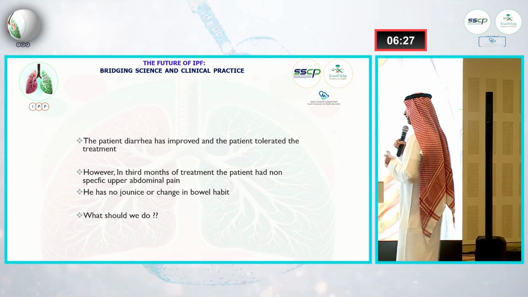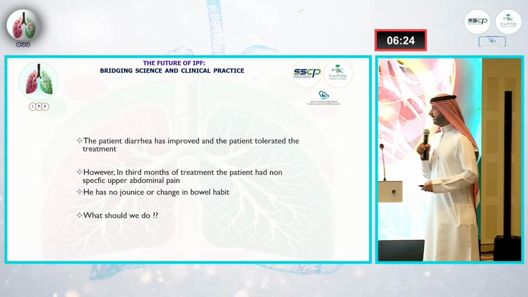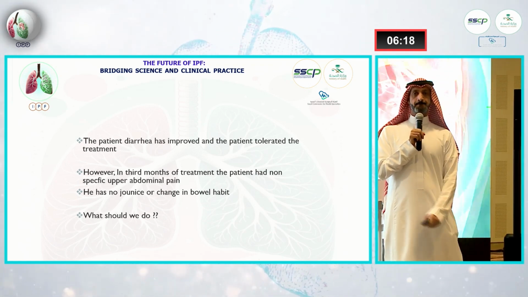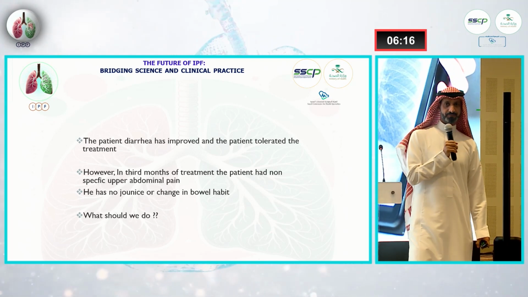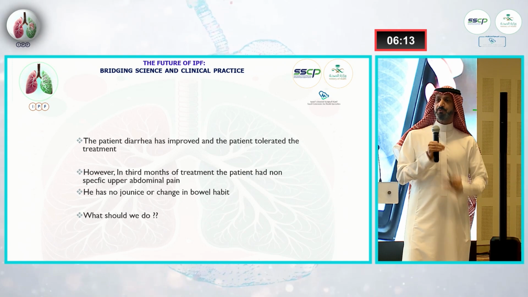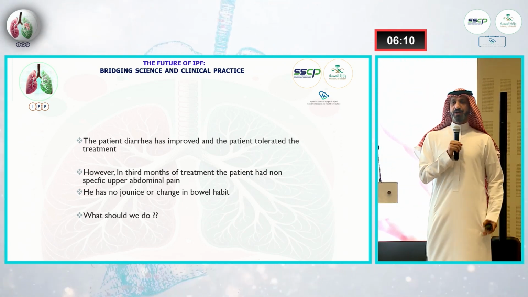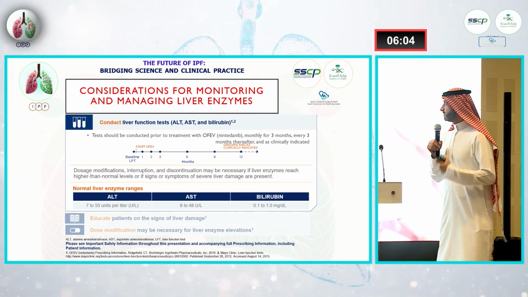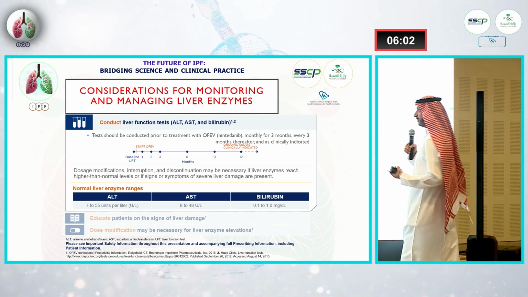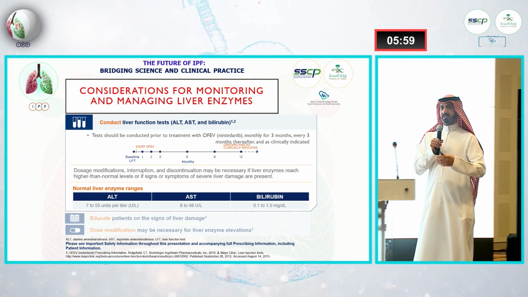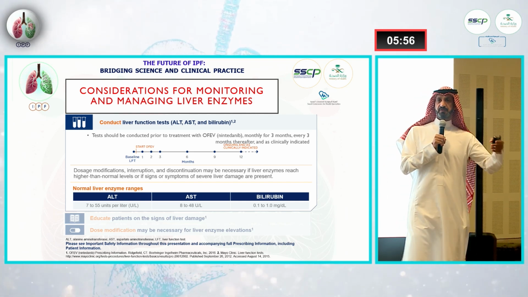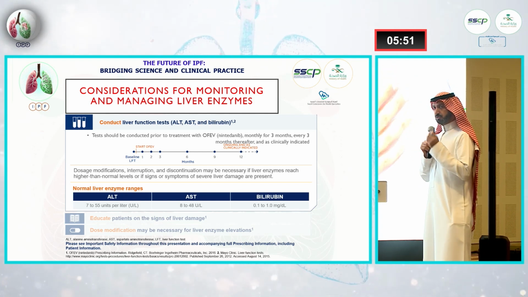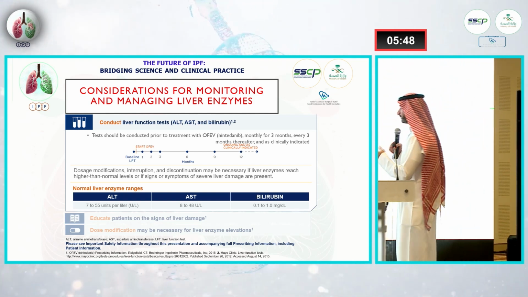The patient complains of non-specific abdominal pain, no jaundice, no change in the bowel habit. What should we do now? We have to do LFTs. Why? This is by the manufacturer: we have to do baseline LFTs, repeated every month for 3 months, then repeated every 3 months, to detect any abnormality in the LFTs, because this is a known side effect of the medication.